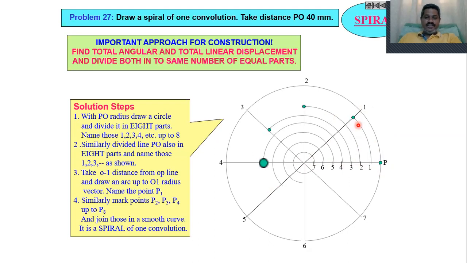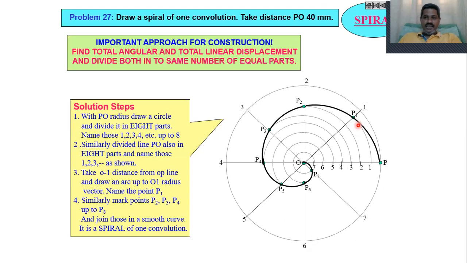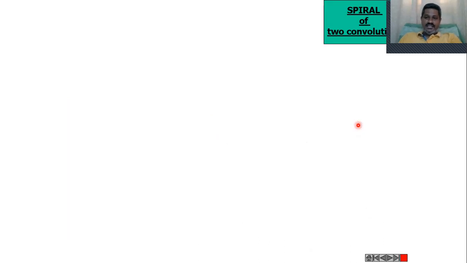Then locate the points where the radius is intersected with the divided lines, like this, up to 1 to 8. Then name all those points as P1 to P8. Then join all those points to get a smooth curve. And that curve is known as a spiral of one convolution, as we have seen just now. Next, we will see the spiral of two convolutions.